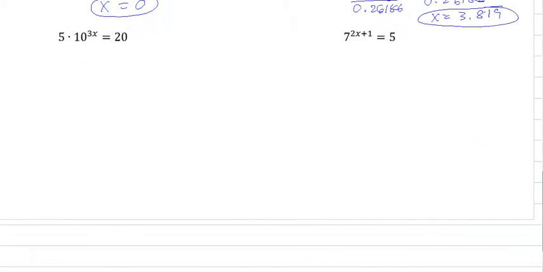Alright, there are 2 problems for you to try. So remember, you need to isolate your exponent first and then try the logarithm, and then this one's ready to go. So hit pause and give them a shot.